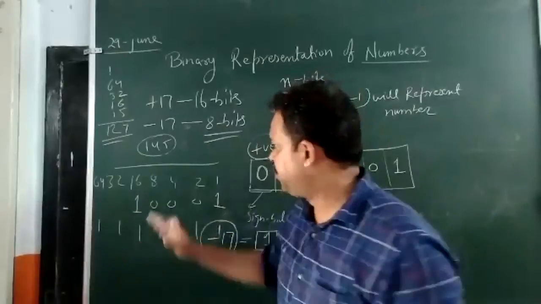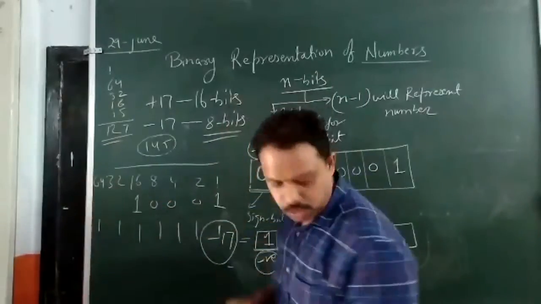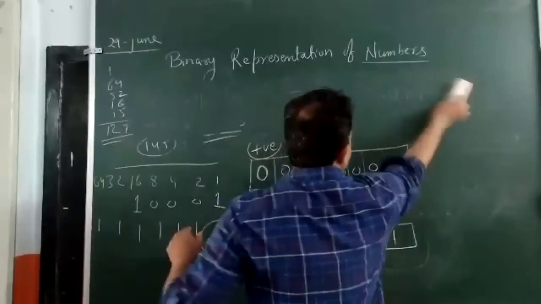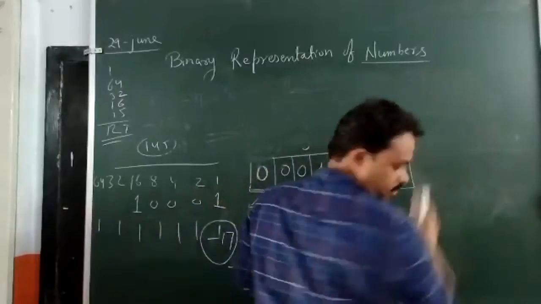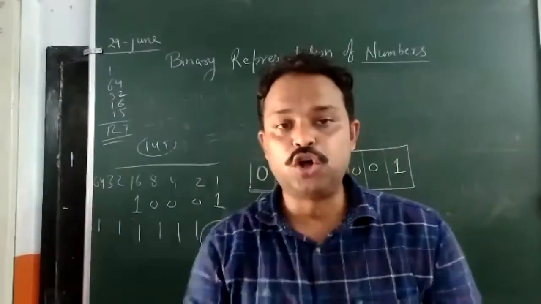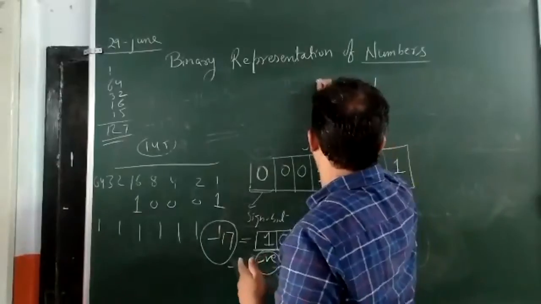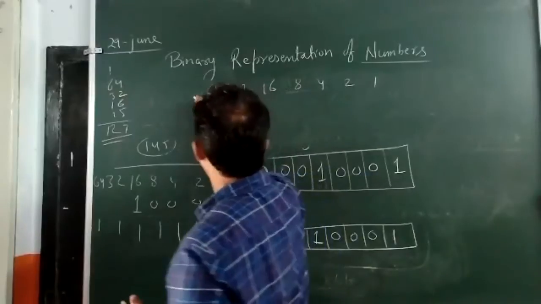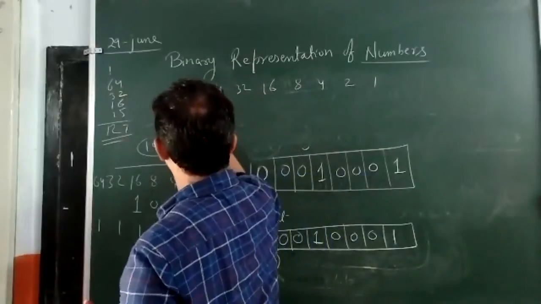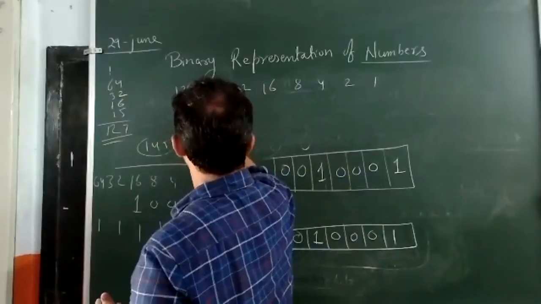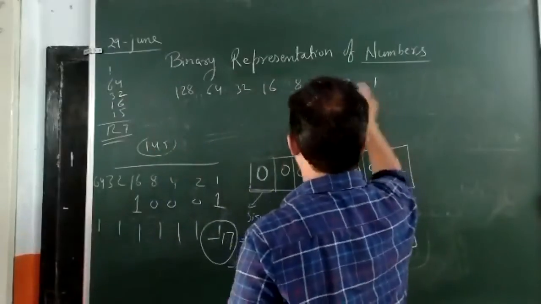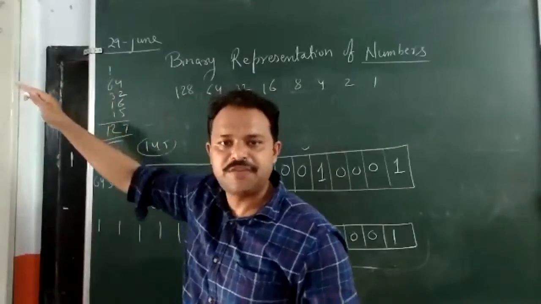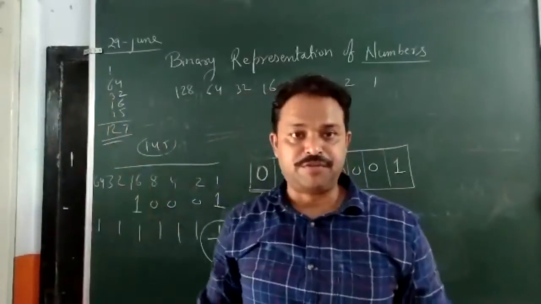15 bits means it will go to 1, 2, 4, 8, 16, 32, 64, 128, and so on continuously until 15 bits. So it is sufficient for me, 15 bits.